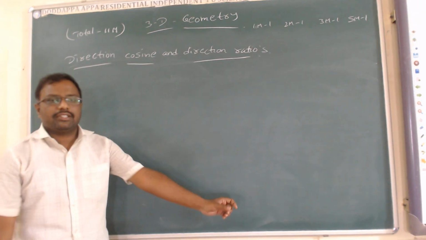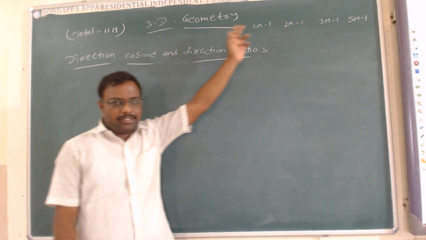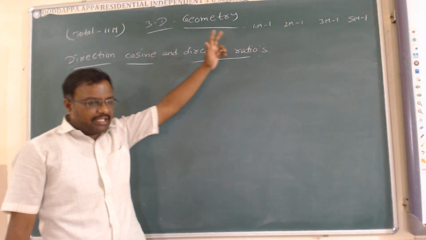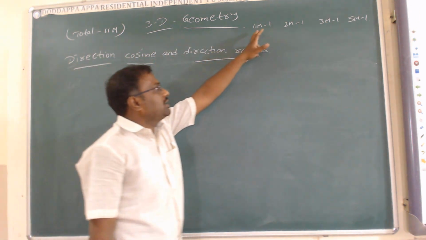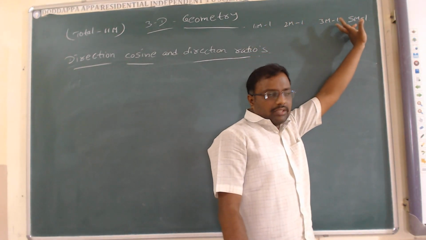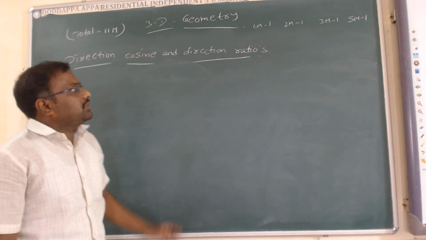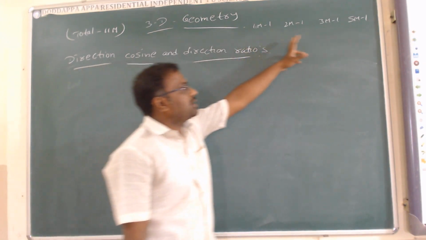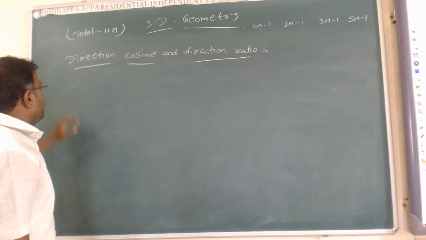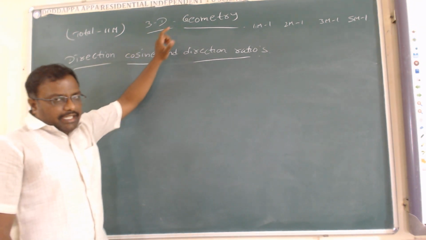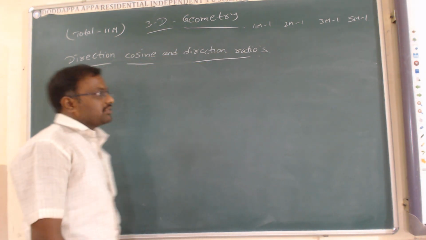Okay, good morning students. Today we will discuss a new chapter, that is three-dimensional geometry. In the annual examination, 3D carries a total of 11 marks, with a 1-mark question, a 2-mark question, a 3-mark question, and a 5-mark question. In the annual examination, in all parts, they will ask any one question, right? So now we will discuss the concept of direction cosines and direction ratios.